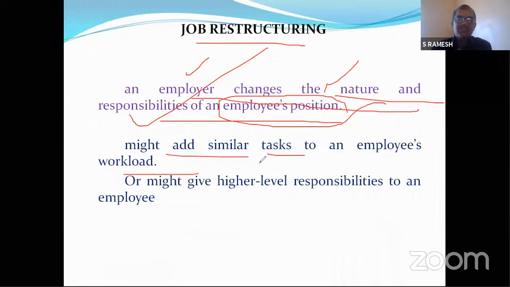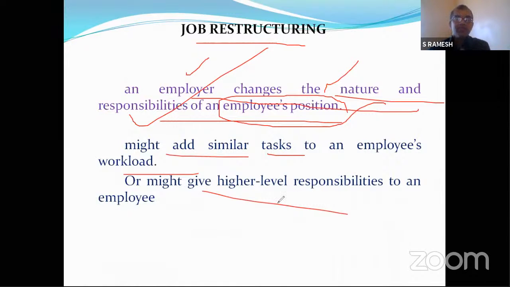In job restructuring, the employer might add similar tasks to an employee's workload or might give higher level responsibilities to an employee. Not only that, sometimes if an employee's performance is not good, then he can give lower level responsibilities also to an employee, because the employee's performance is not up to the mark. So he will change it automatically.